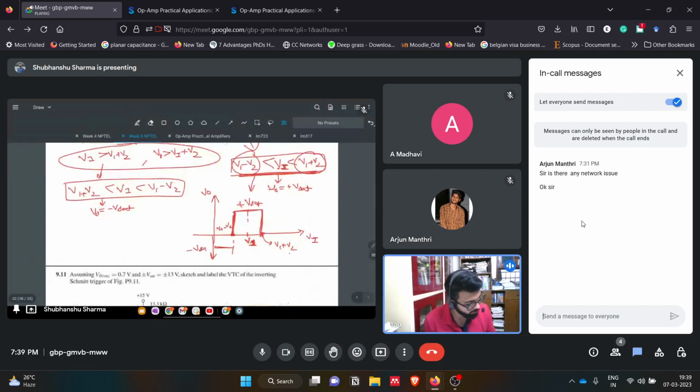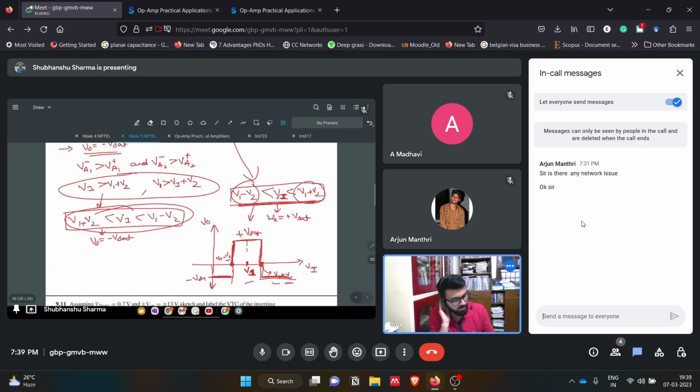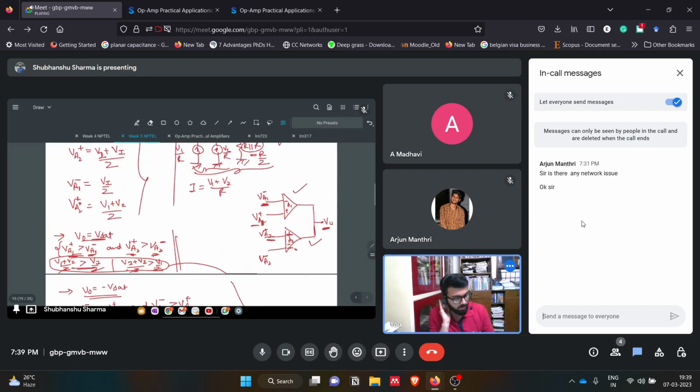So the width is being controlled by V2, and the center is being controlled by V1, and the rest of the part is being decided by this equation. So the rest of the part is minus Vz, like this. Okay, so the values given in the question you can substitute, and accordingly you can get the values of V1 and V2, like the center point and the width of this window.